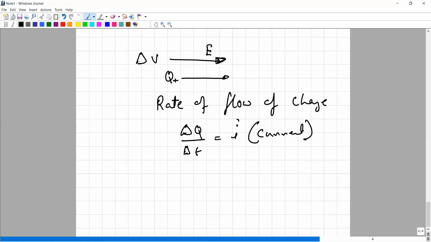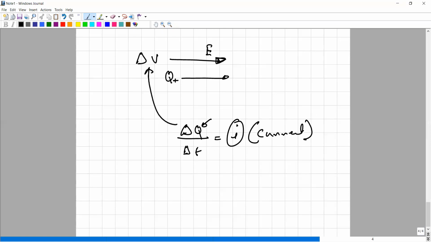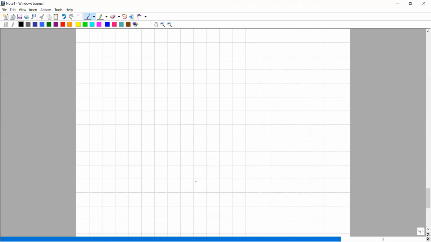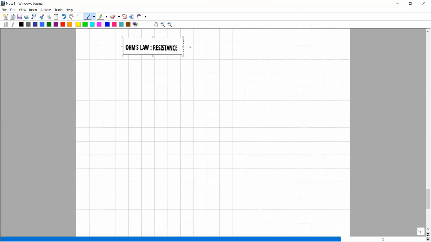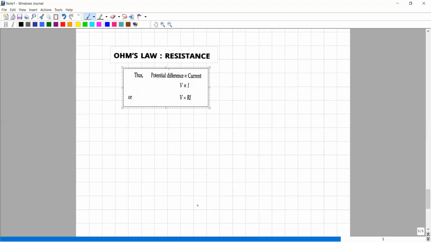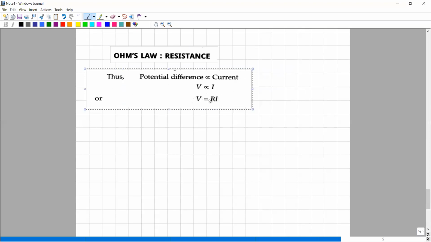That means the current, that is the rate of flow of charge, how much charge Q is flowing per unit time, also depends upon the potential difference. And you have done this in your junior class as well. This is Ohm's law. You have done in your junior classes that the current flowing in a circuit is proportional to the potential difference. Current and potential difference are directly proportional.